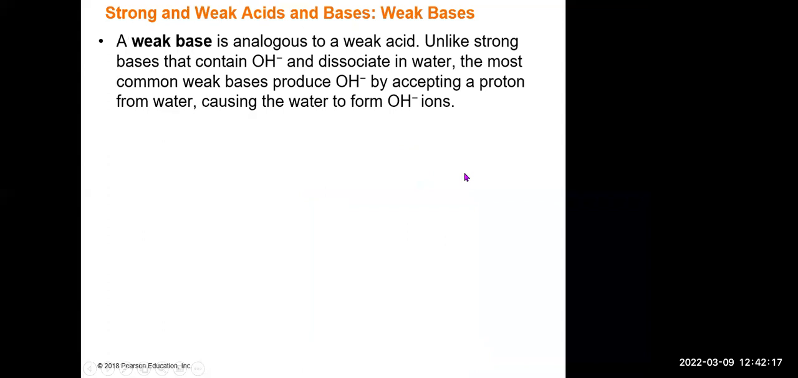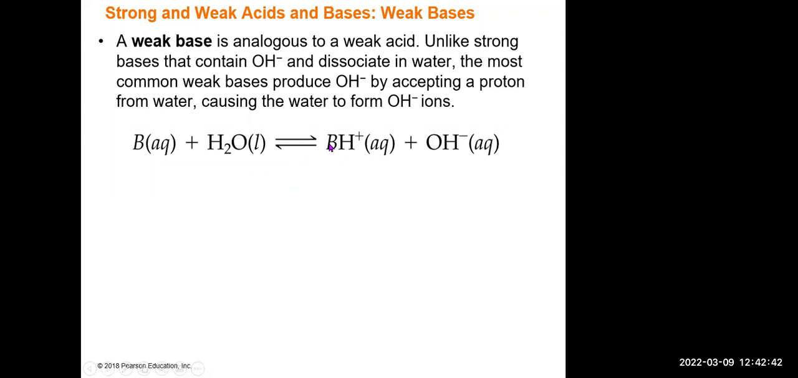A weak base is analogous to a weak acid. Unlike a strong base, they don't contain OH negative when dissolving in water. The most common weak bases produce hydroxide by accepting a proton from water, causing the water to form hydroxide ion. If they are weak bases, we use two arrows, left to right and right to left. Here, just a generic name, B, stands for base, not for boron. So that's your base reacting with water. The base accepts the H plus from water to become BH plus, and the water becomes OH negative. In this reaction, B is a generic name for a weak base, not boron again.